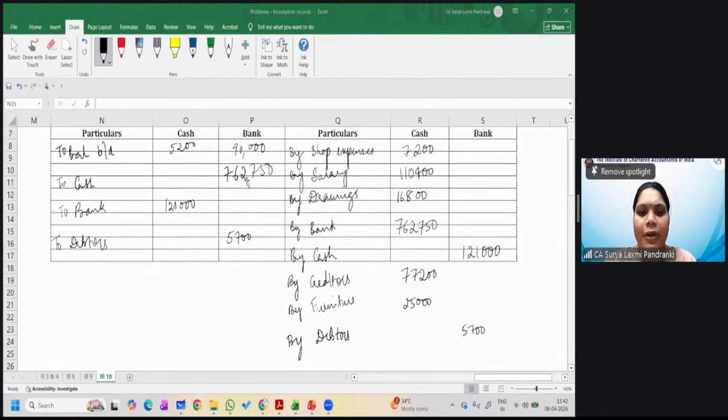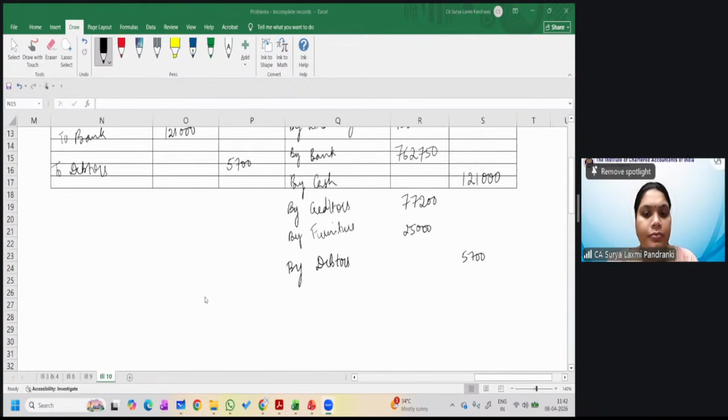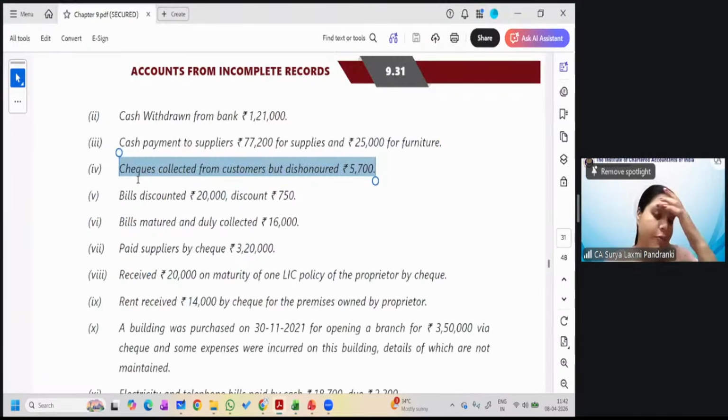Sarla, you can unmute yourself, because I'm not able to check your chat. If you're typing it in the chat box, I'm not able to check, so you can unmute yourself. Bill accepted by customer. Okay, this fourth one is done.